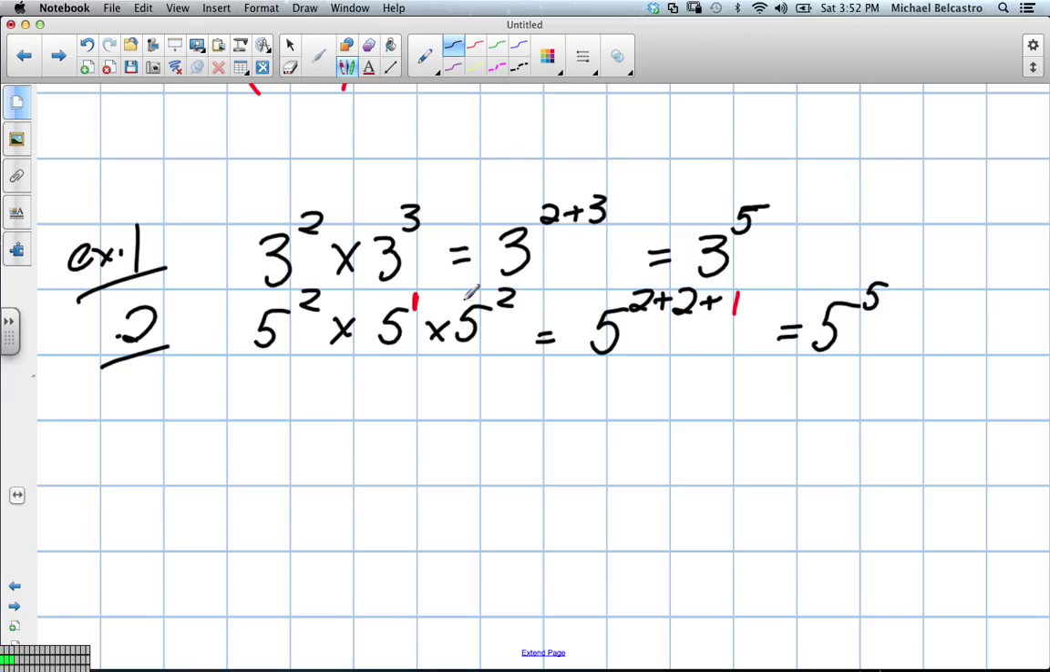So this rule doesn't just have to be two terms, we can write it with three terms, right? Yeah.